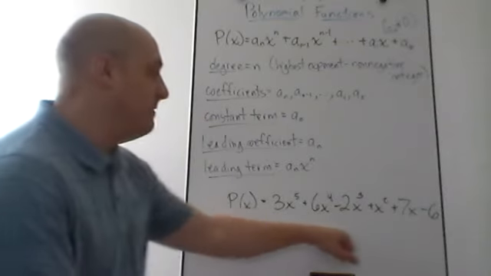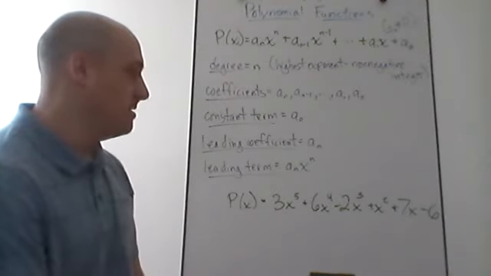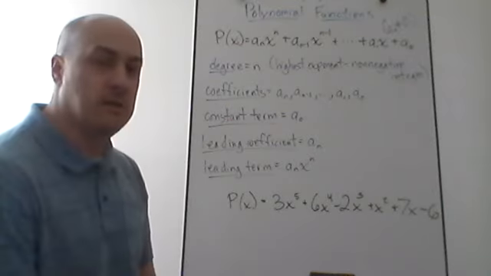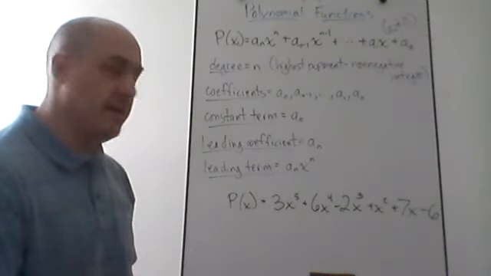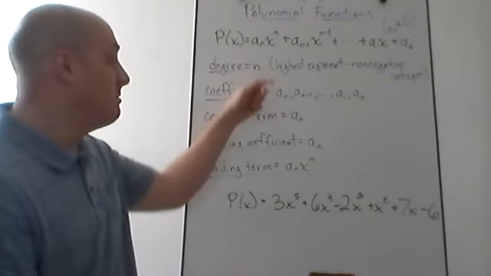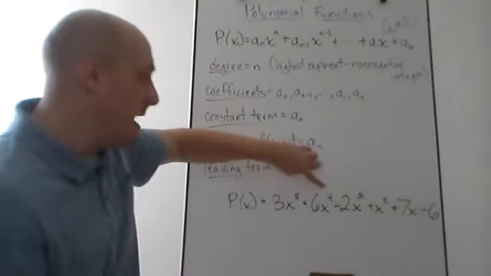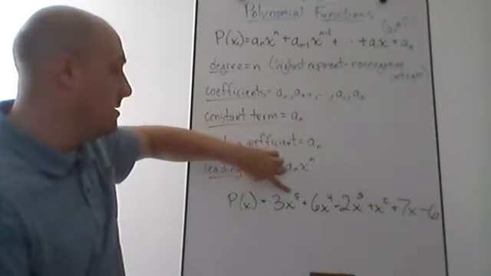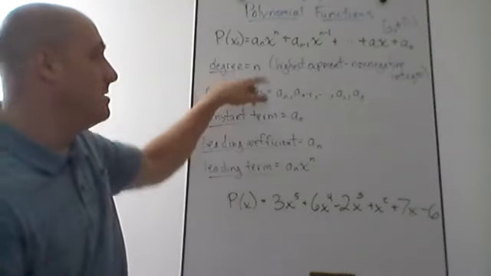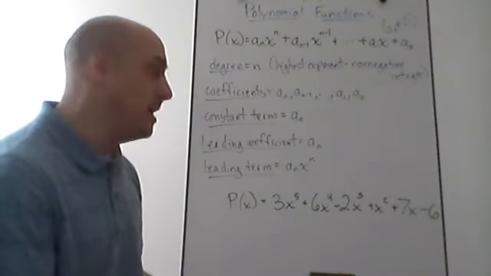All right, so down here we have an example of a polynomial. P of x equals 3x to the fifth plus 6x to the fourth minus 2x to the third plus x squared plus 7x minus 6. All right, so for this particular polynomial, the degree is 5. The highest exponent that I have anywhere in my polynomial is an x to the fifth power, so this one has degree 5. It's a fifth degree polynomial. That's how we would say that.